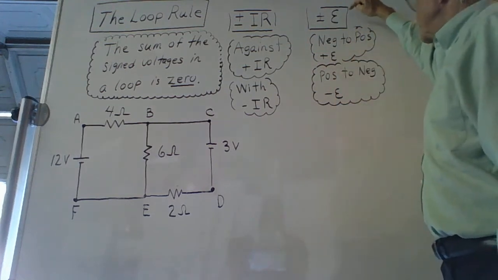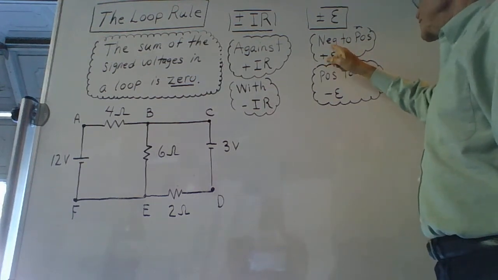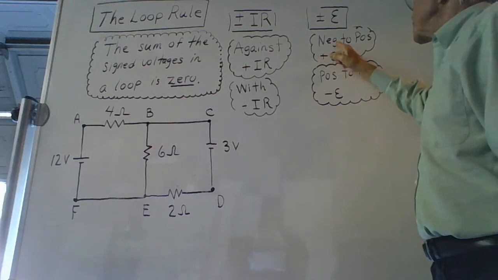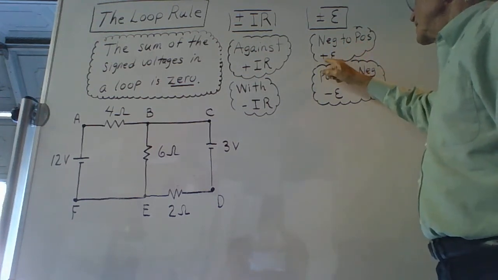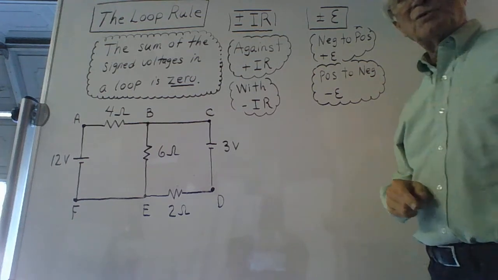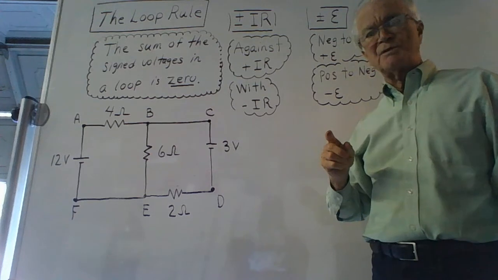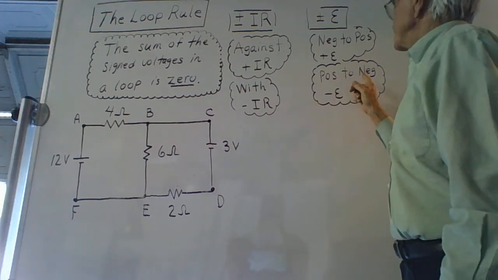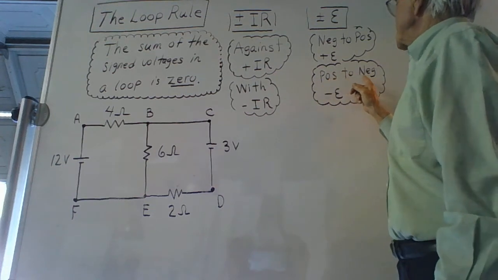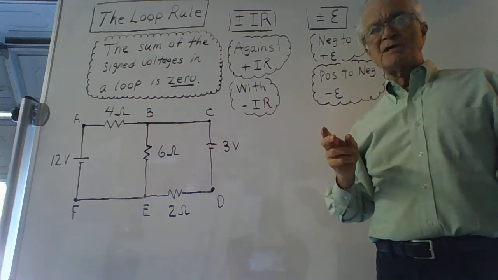If you're traveling through a battery, and you travel in your imagination from the negative terminal to the positive terminal, the signed voltage there is a positive, whatever the EMF of the battery is. It's a positive of the battery voltage. But if you're traveling from the positive terminal to the negative terminal, the signed voltage there is a negative of the battery EMF.